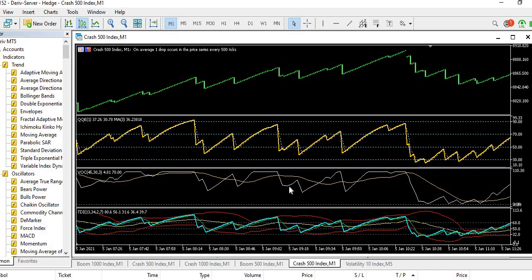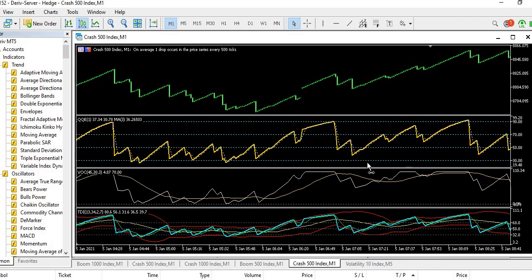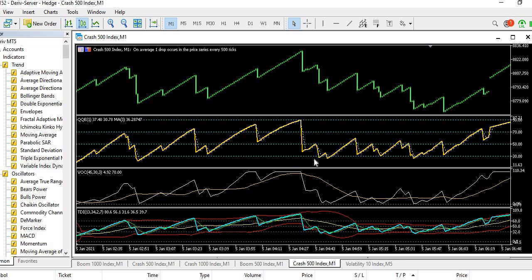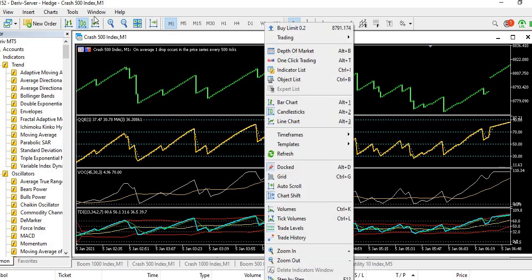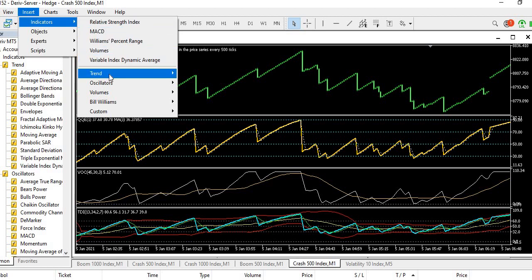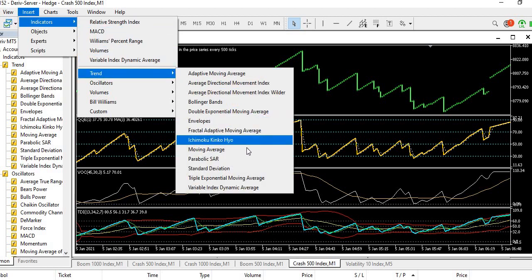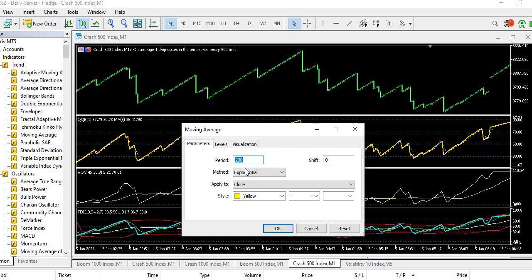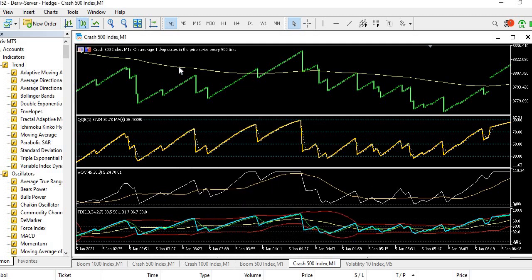Okay, but the best is always, if you want to use it on M1, you can add, insert indicators, trend, moving averages, 200 exponential close. Yes, you can add a moving average 200.